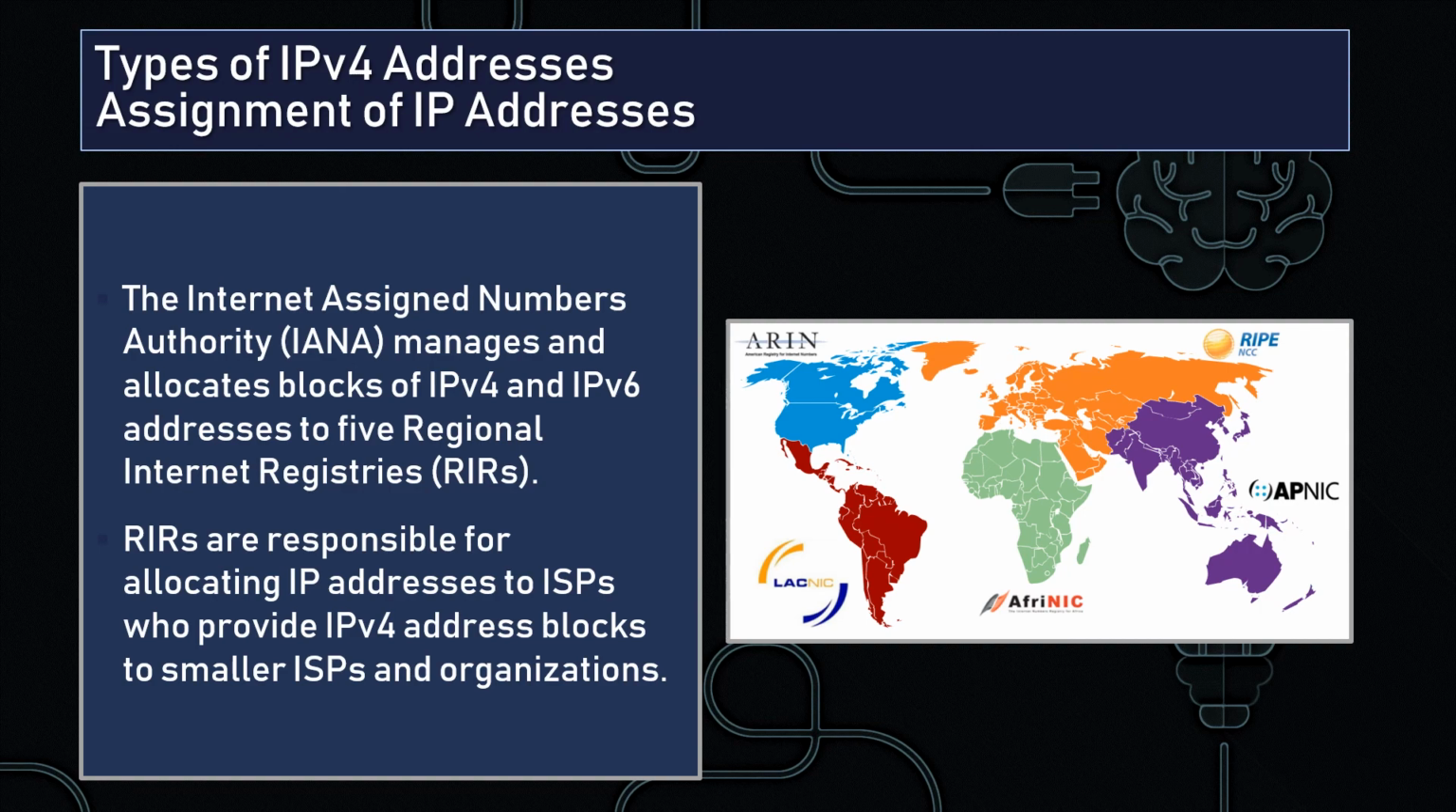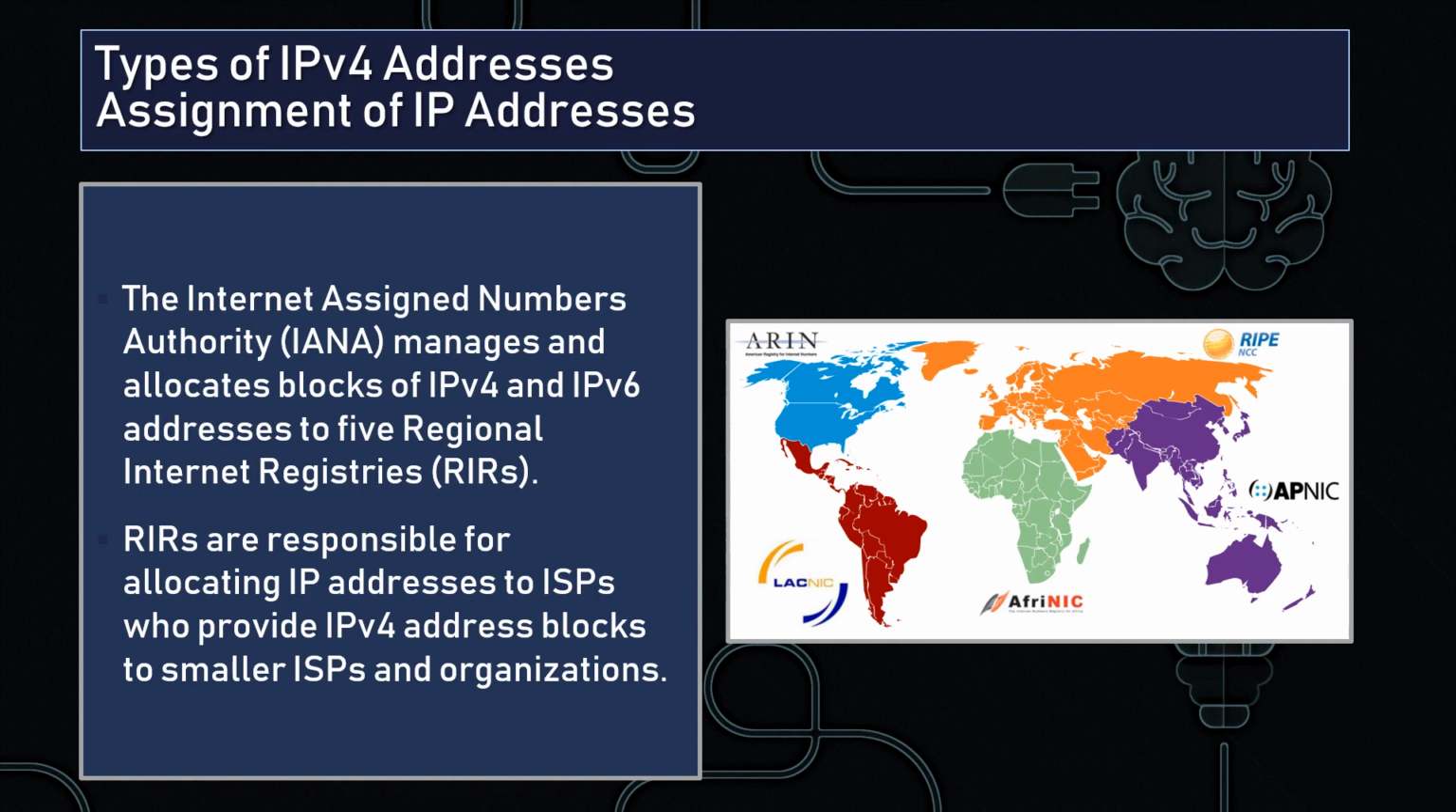IANA, the Internet Assigned Numbers Authority, manages and allocates IPv4 and IPv6 blocks to what we call the RIRs, or Regional Internet Registries. These are national groups that are responsible for allocating IP addresses to ISPs within that country or group of countries who provide smaller address blocks to smaller IPs and organizations. So you have IANA, then the RIRs, and then you have what are called Tier 1 ISPs, and then Tier 2 down to Tier 3.